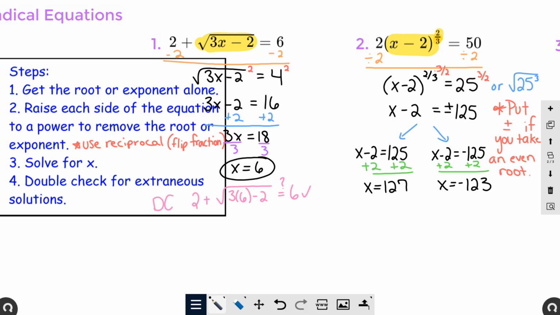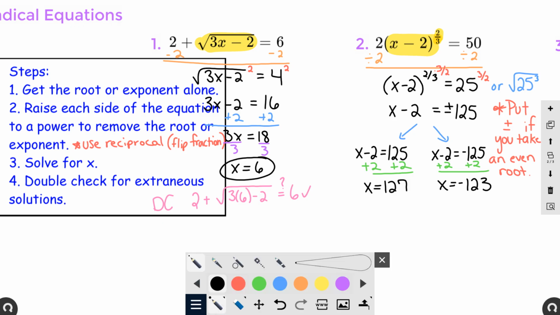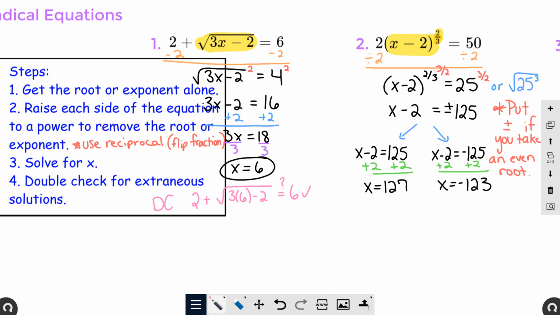All right, so now we're on to step 4, which is to do what? Double check. So let's double check these answers and make sure that they're correct. So we have to double check both of them. On this first one, it's 2, and then in parentheses, 127 minus 2 to the 2/3 power. We want to see, does that equal 50? And then over here, we're going to do the same thing with negative 123 and see if that equals 50.